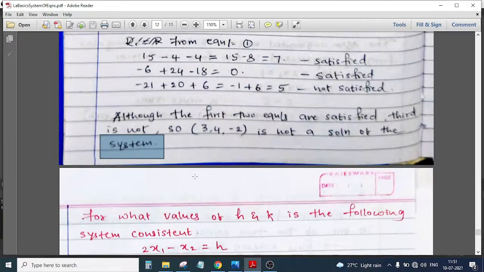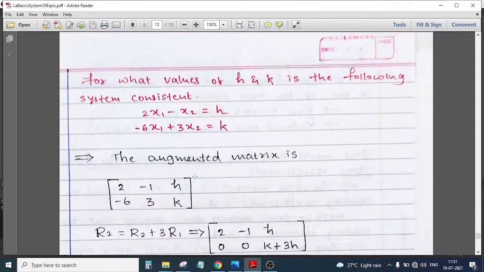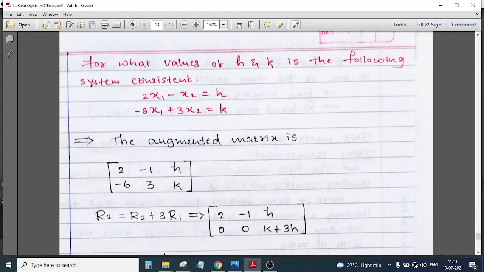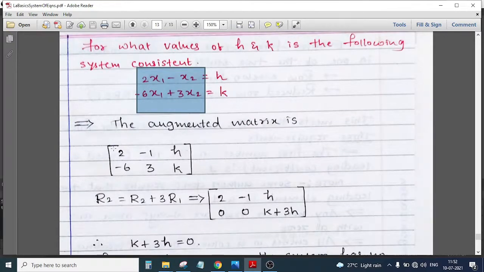Okay. Next one, the last one. So see here, for what values of h and k is the following system consistent? That means we need to find the values of h and k in such a manner that it should become consistent. What is consistent? It should have solutions. Solution or solutions. That is one solution or many solutions. So let us write the augmented matrix. Very simple. Very small equations.